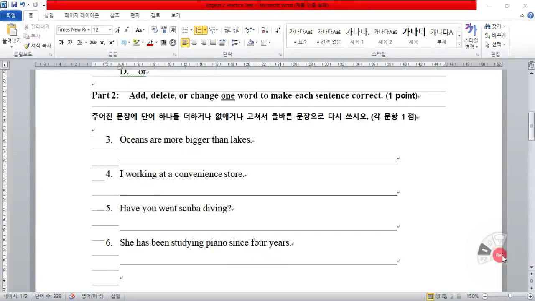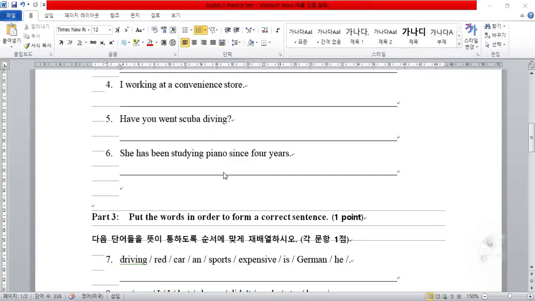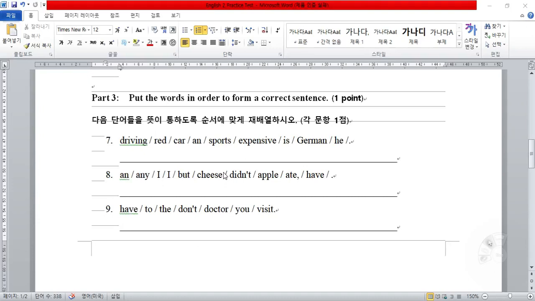Good. All right, let's go down to part 3. Okay. Now part 3, pretty easy to figure out. You are going to put these words in the correct order. Okay. In fact, this may sound like an activity that we did in our textbook. Particularly, we're talking about describing things. So what are the words? Driving, red, car, and sports, expensive, is German, he.